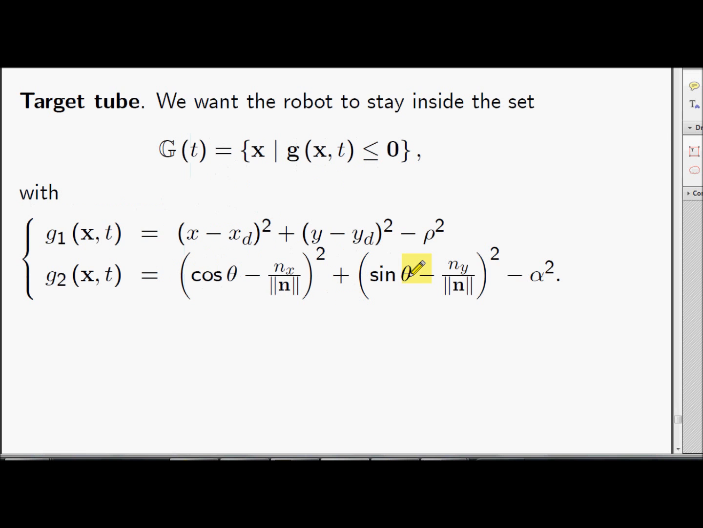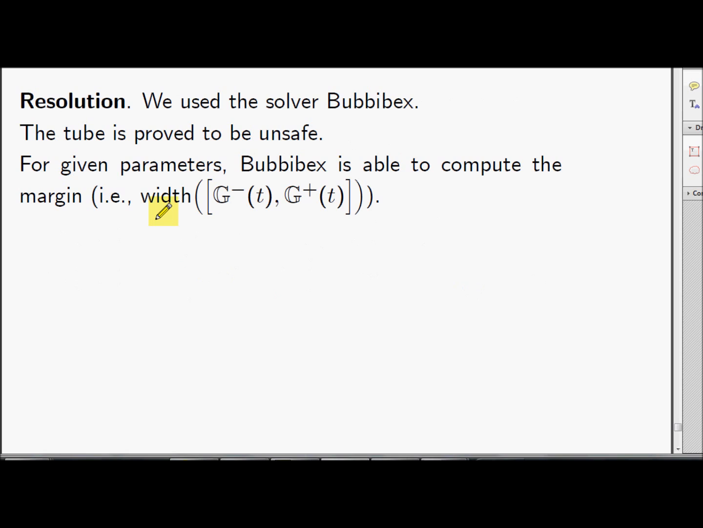I have here the candidate tube, which is not a capture tube. It's this one. And we use some kind of extension of BBBX. And the tube is proved to be unsafe. So it is not a capture tube. But it's the work mainly done by Vincent Doze and Stéphane Menec that were able to find J plus.